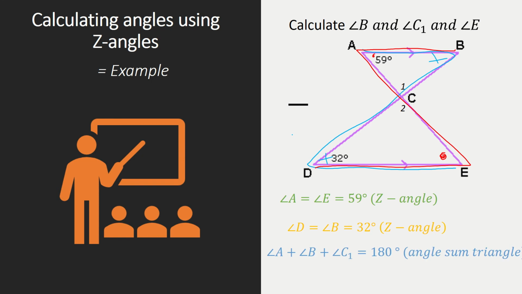So I know angle A plus angle B plus angle C1 equals 180 degrees, because the sum of the angles of a triangle equals 180 degrees. We've learned that last time. So I know that angle C1 equals 180 degrees minus 59 degrees minus 32 degrees, and that's 89 degrees. So I've calculated angle B, E, and C1. That is what was asked in the question.